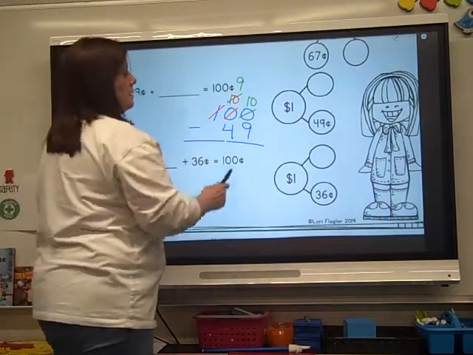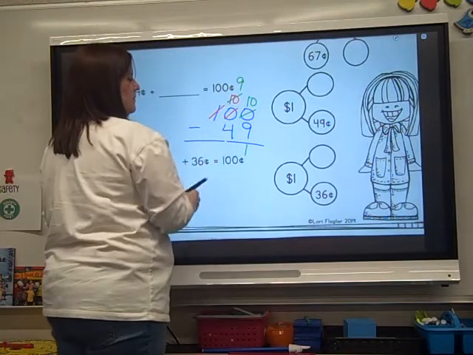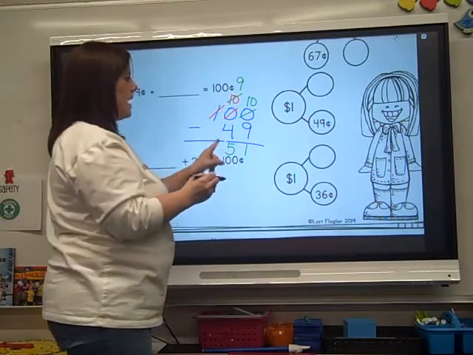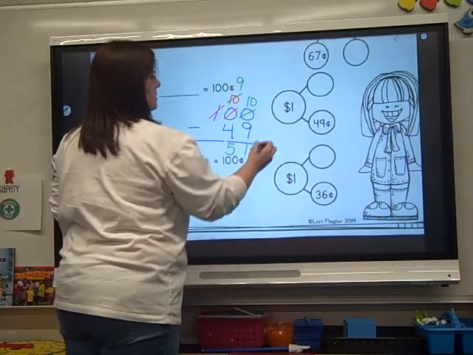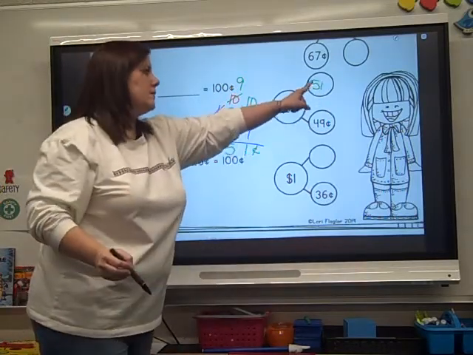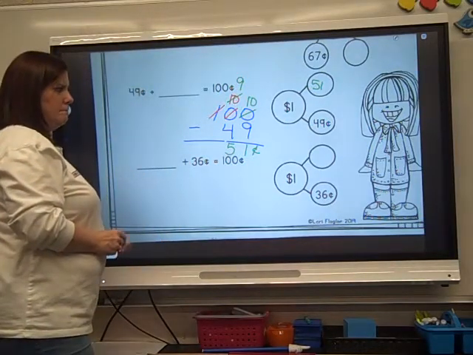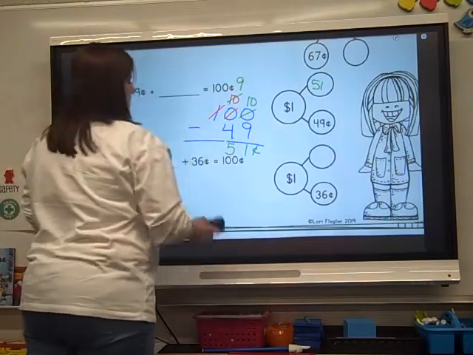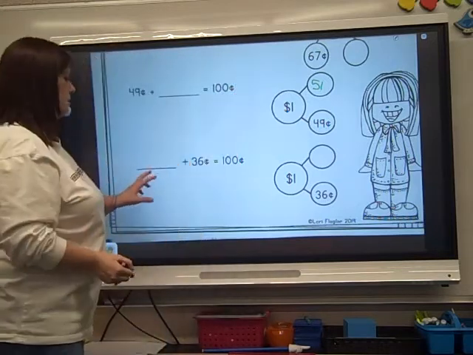Alright, 10 subtract 9, you should have gotten 1. 9 subtract 4, 5. So 49 cents plus 51 cents equals $1. Okay? 49 plus 51 equals $1. Okay? Make sure you've got that. Okay.